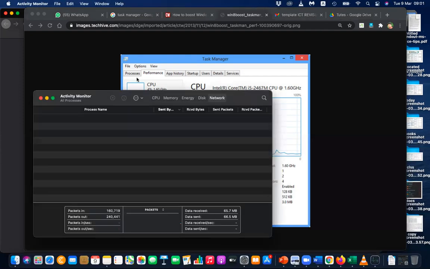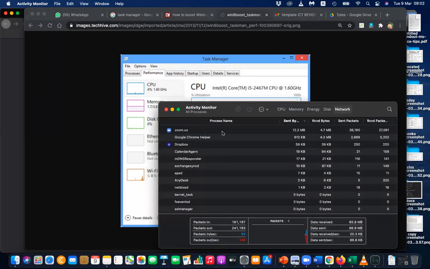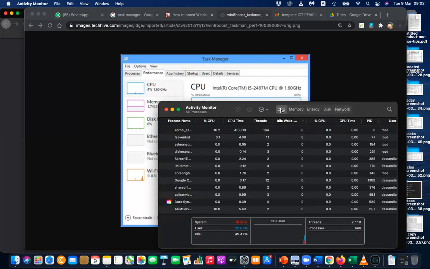Same purpose, but it's a different tool. It's not Task Manager. Here you can see all the processors, and you can see the CPU utilization, threads and processes. Same thing, different utility. These are called utility software.